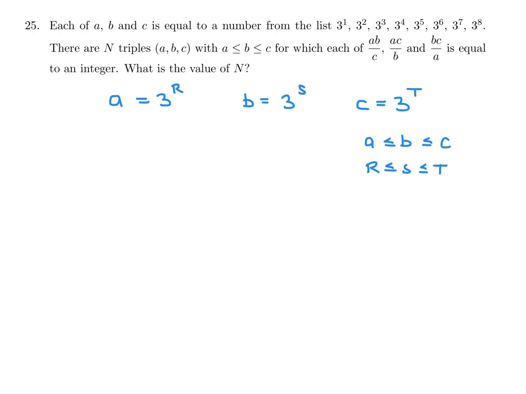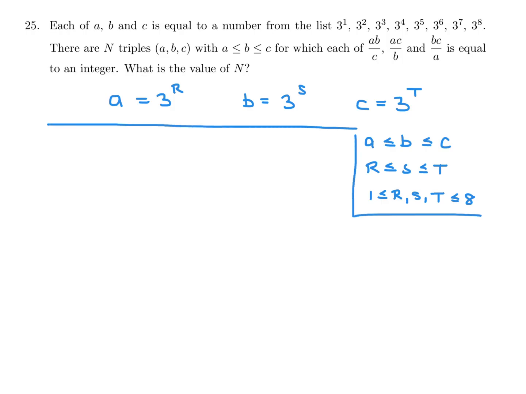And we also know that the r, the s, and the t are between 1 and 8 inclusive, because it's 3 to the power of 1 all the way up until 3 to the power of 8. All right, so that is just the initial setup, not much information there. That's just coming from the question. Now let's talk about those three values that they want us to concentrate on. So I have ab over c, ac over b, and bc over a. We want these all to be integers.